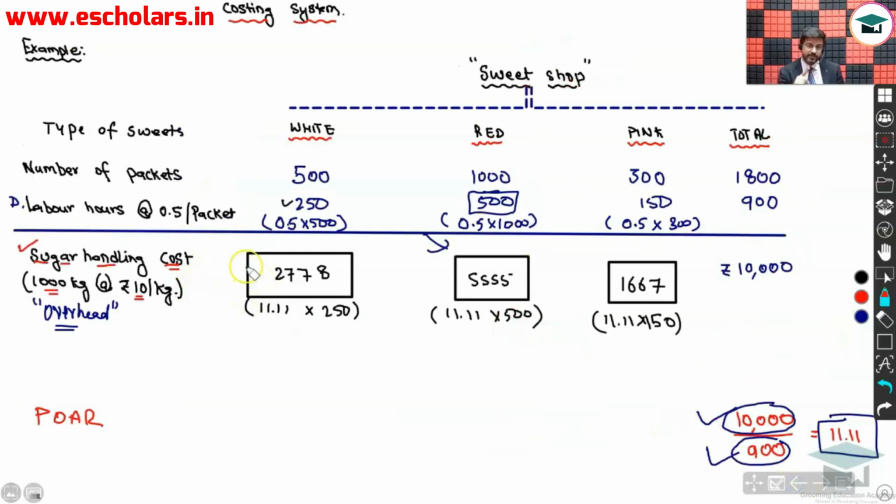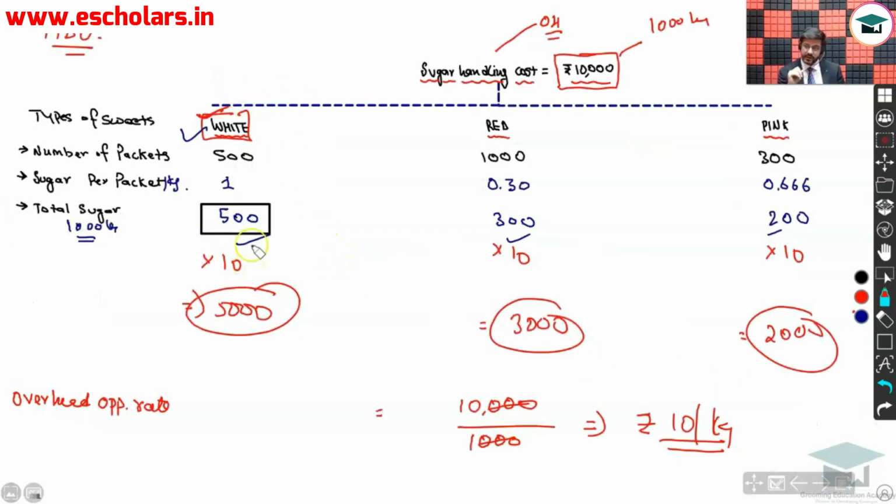Now let's make a comparison. In the previous system, how much did we give to white? 2778. Now in this ABC system, how much are we giving to white? Sir, 5,000. So don't you think this is going to impact the cost of your sweet, your product white? Yes, sir, the cost is going to increase now. Now you must be thinking, sir, we are increasing the cost. No, we are not increasing the cost. We are calculating the cost accurately. Yes, it's increasing, but it's the accurate way. It is a more logical way.